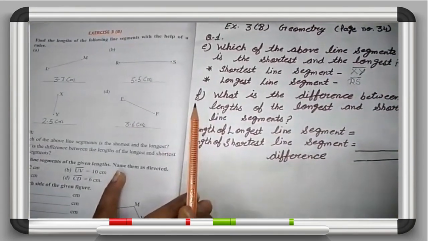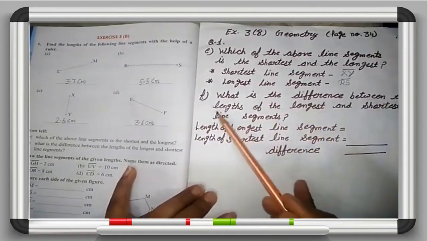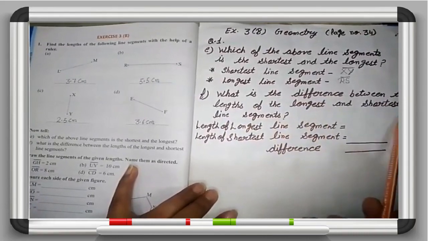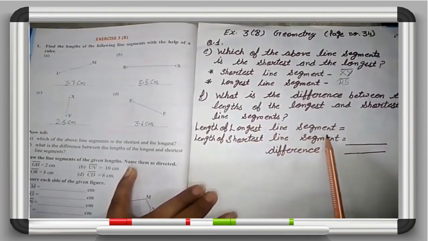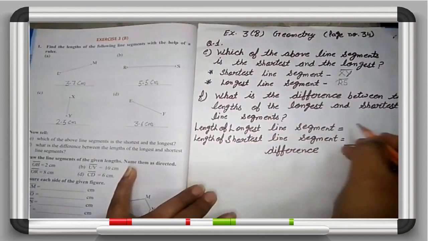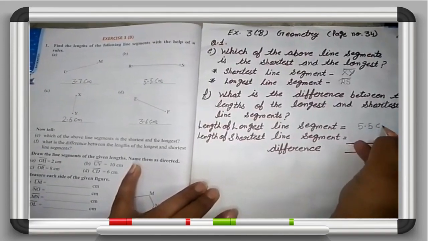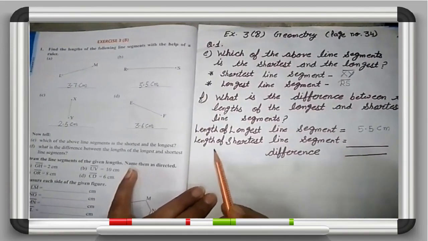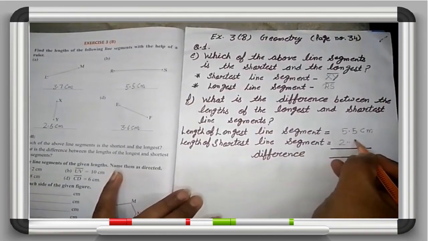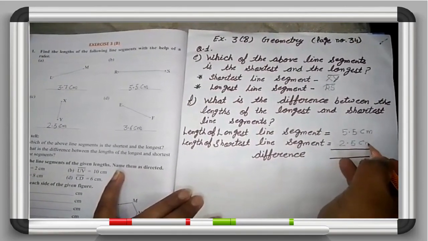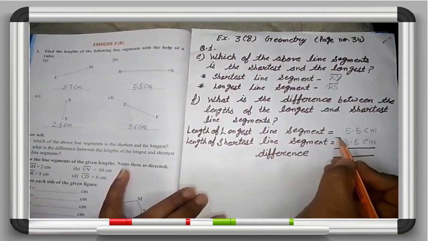Now the next question in F part, it is given: what is the difference between the lengths of the longest and shortest line segment. So here the length of the longest line segment is equal to 5.5 centimeters. So here we will write 5.5 centimeters. Okay, and the length of the shortest line segment is equal to 2.5 centimeters. Now we have to find out the difference.